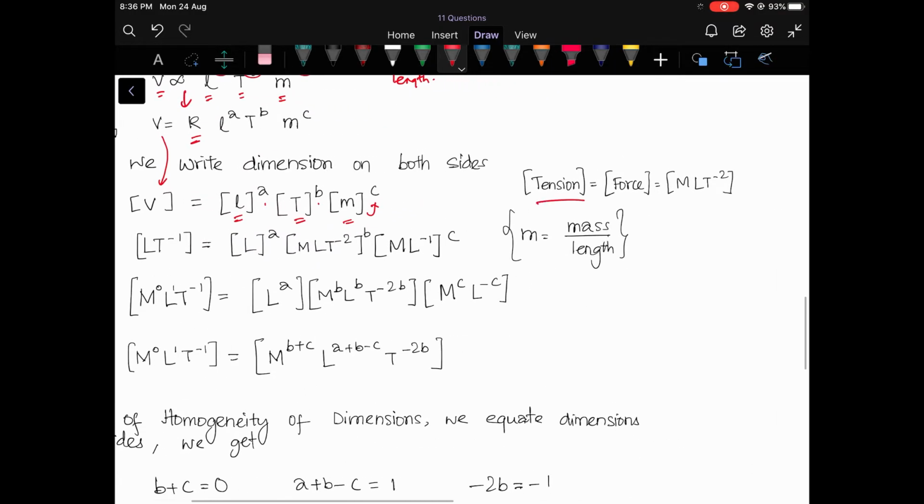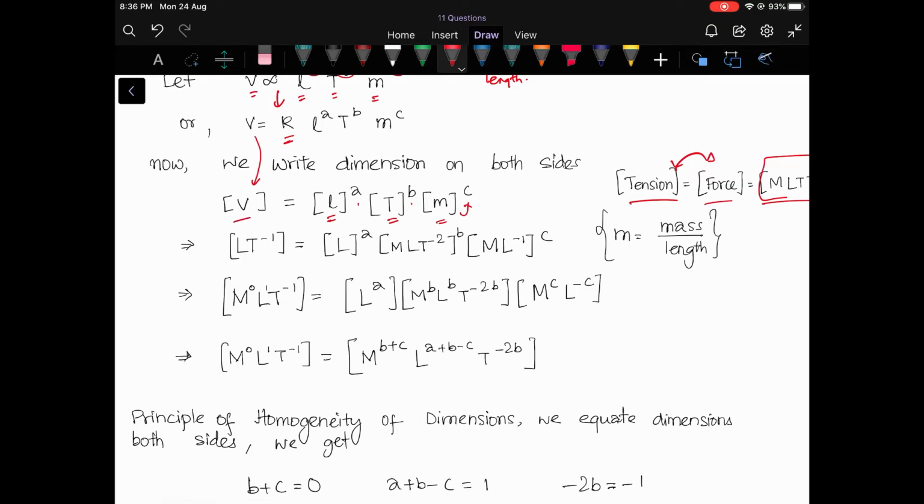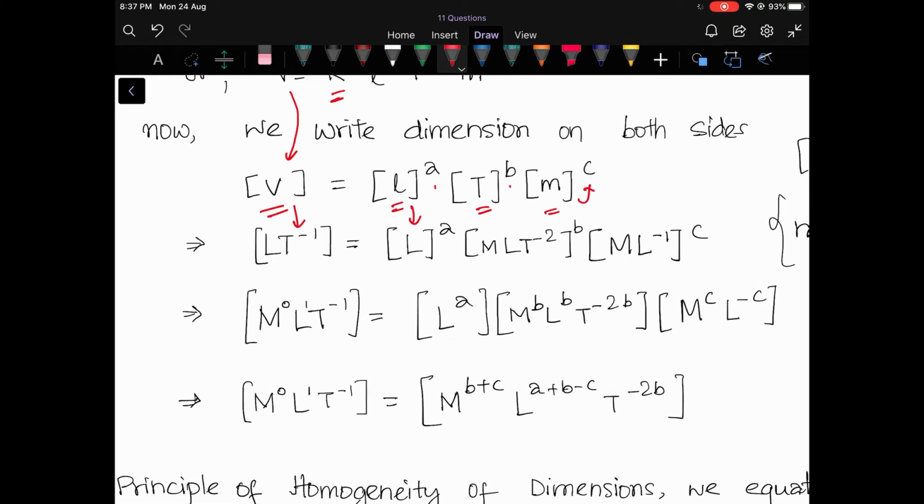Tension, as I told you, is force. So the dimension of tension and force is the same, that is MLT^-2. Dimension of v is velocity, so we have LT^-1. Dimension of this L here is L. Dimension of tension is written here. Dimension of m, be careful, we have written not mass but mass per unit length, that is ML^-1.